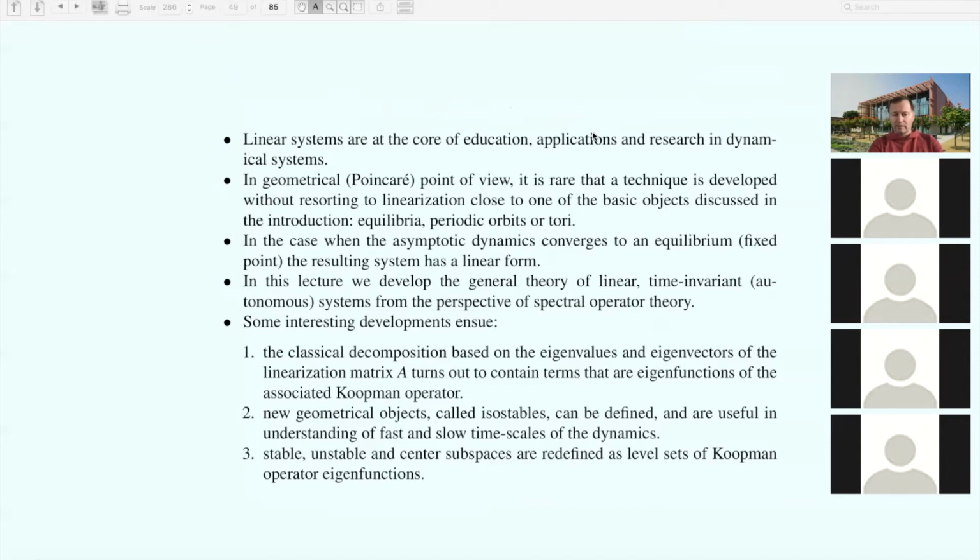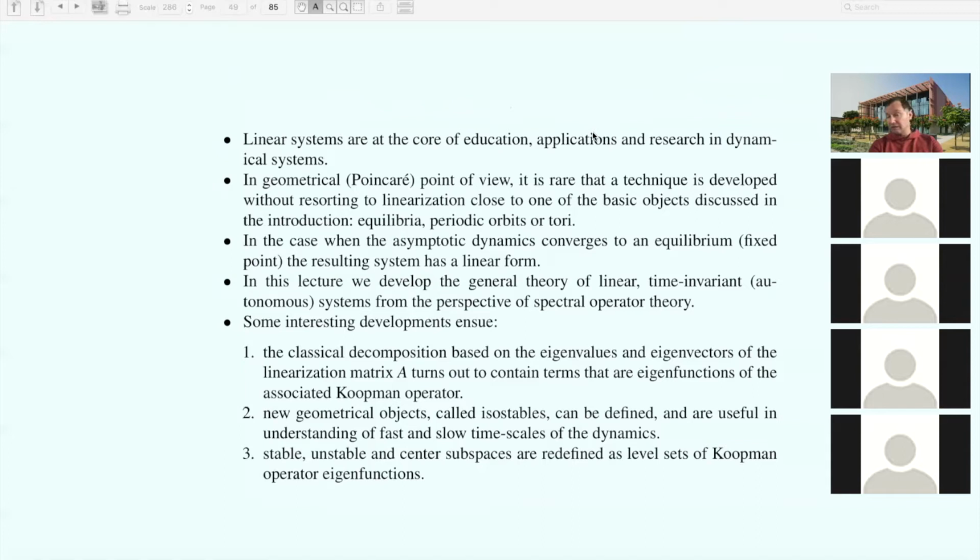But for example, the classical solution, a spectral solution of linear ordinary differential equations, turns out to contain terms that are eigenfunctions of the Koopman operator. We can define new geometrical objects to understand some of the behavior of the linear systems called isostables. I just mentioned them, and these are useful in understanding the fast and slow timescales of the dynamics.